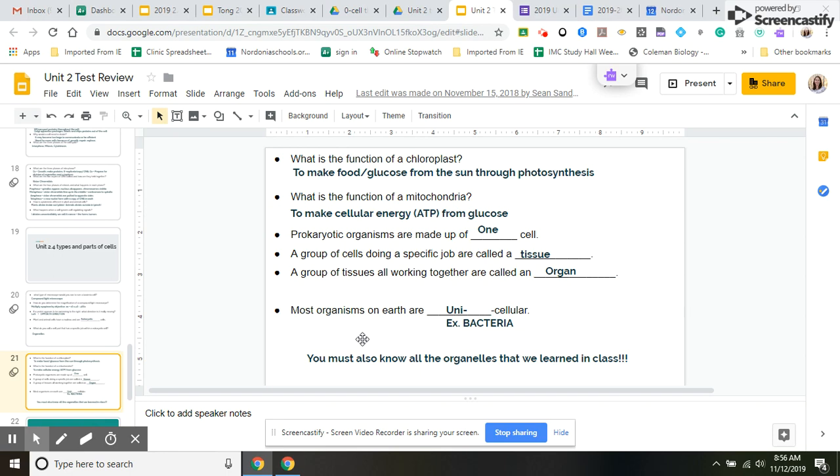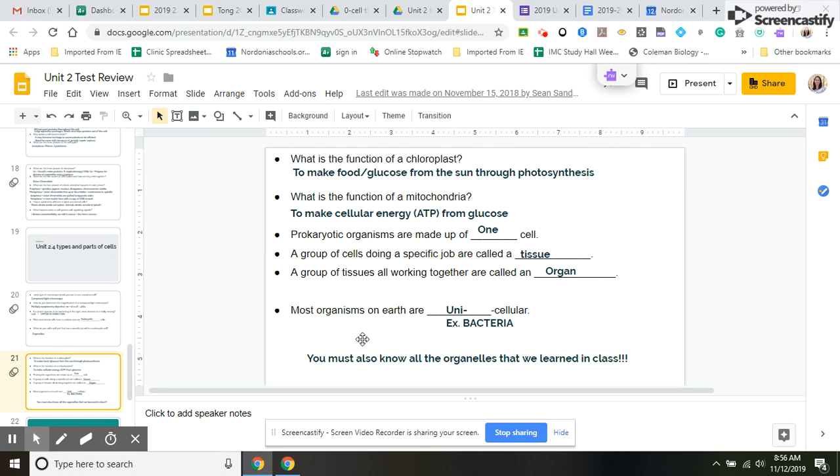Function of the chloroplasts. We talked about the chloroplasts and mitochondria in 2.2 with photosynthesis and respiration. They come up again here in 2.4. The chloroplast is going to be making food or glucose from the sun through photosynthesis, and the mitochondria is going to be breaking down that food into ATP and usable forms.